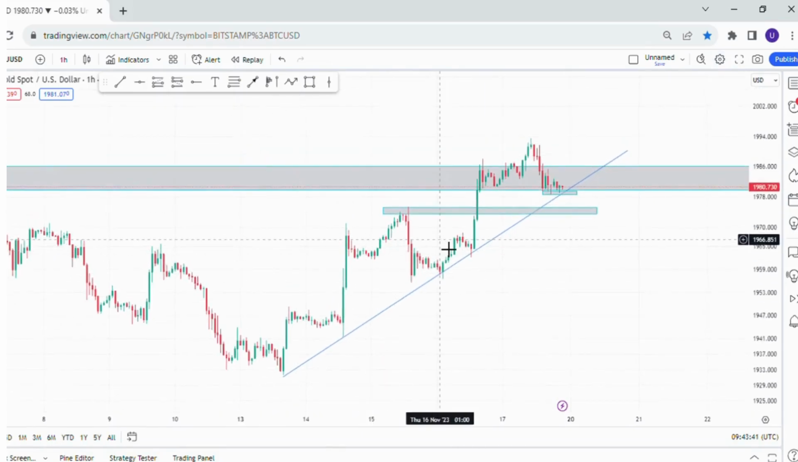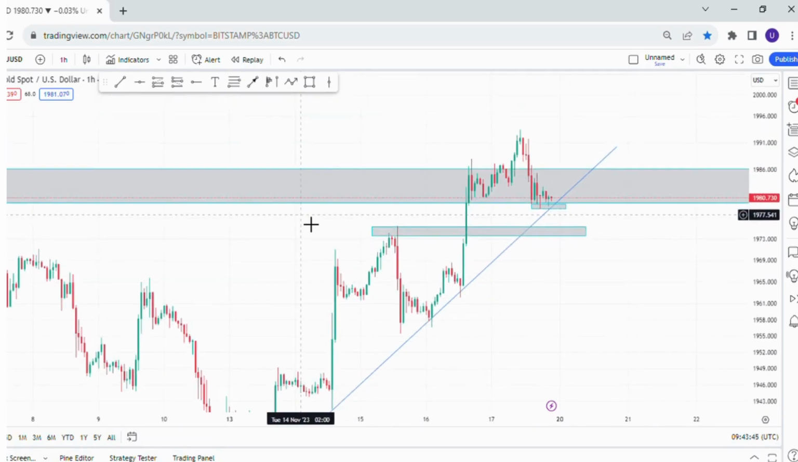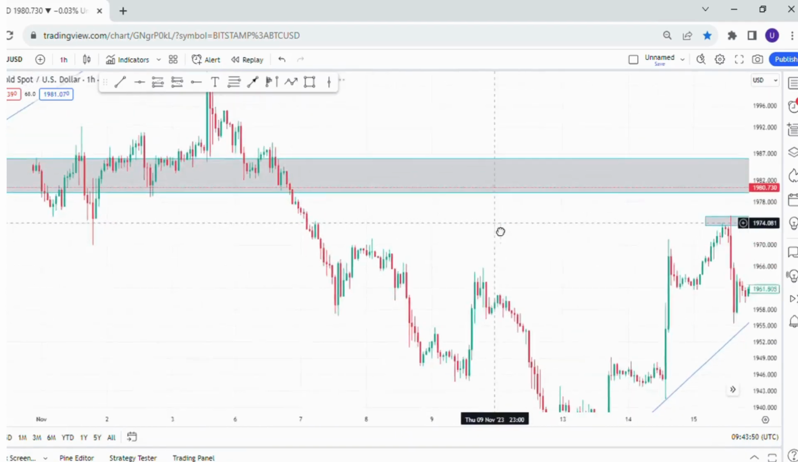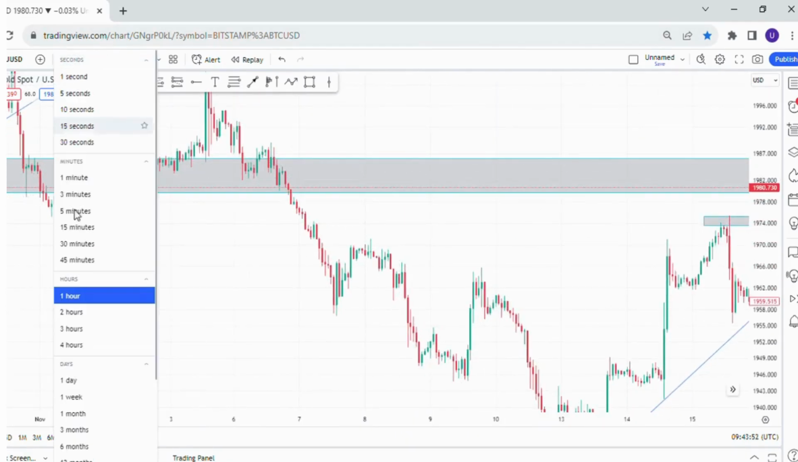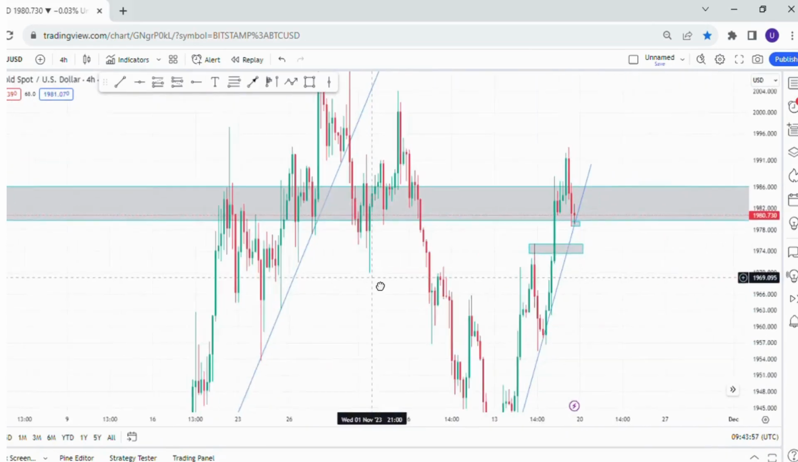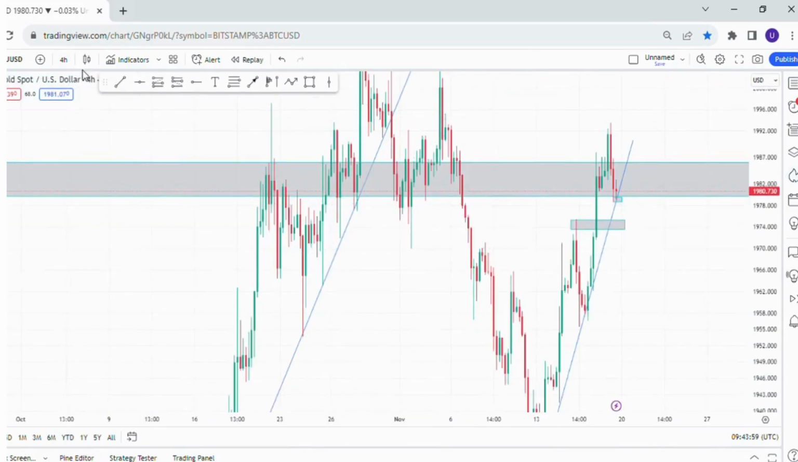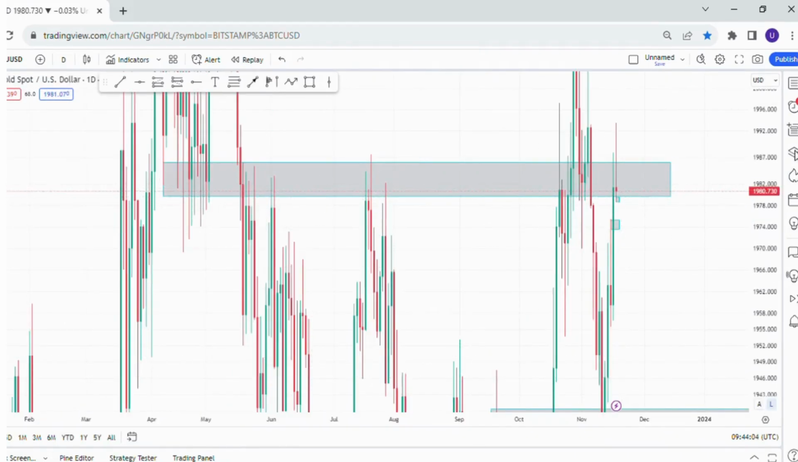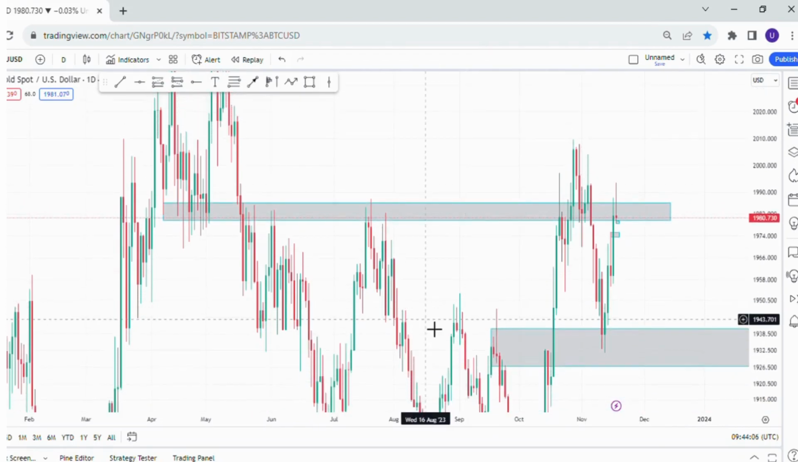Okay, on the 1-hour time frame, this market is actually on a zone. If you check this 4-hour time frame, you will spot that. Okay, let's check this zone. This market is on the daily time frame. Okay, this is a resistance zone. This market is actually on a resistance zone.